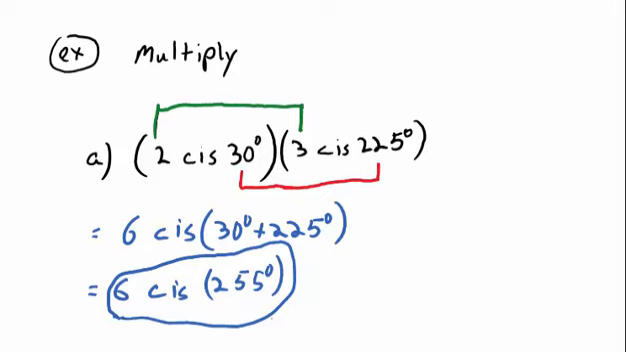If you weren't going to leave it in trig form, you could write it out longhand. 6 times the quantity cosine 255 plus i sine 255, and then estimate. 255 is not a special angle, so you could use your calculator to estimate those values.